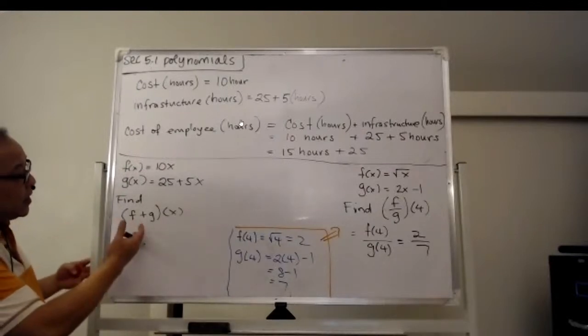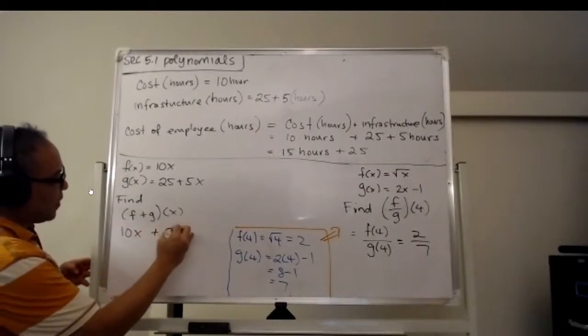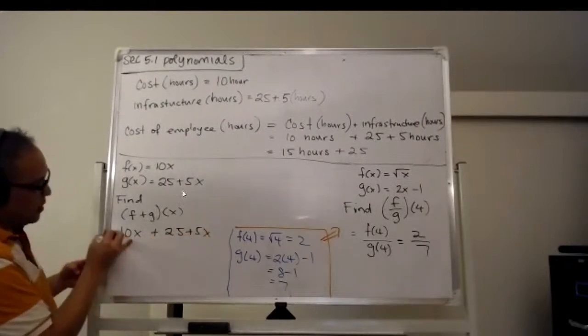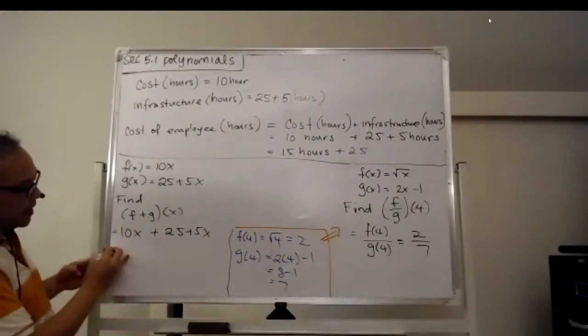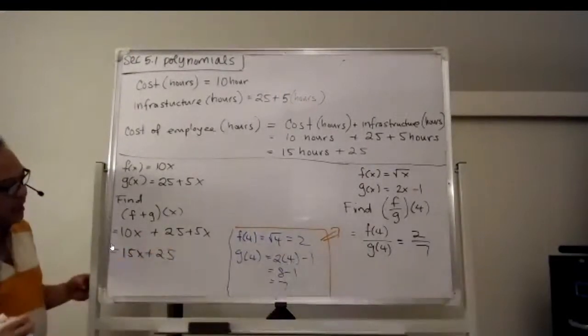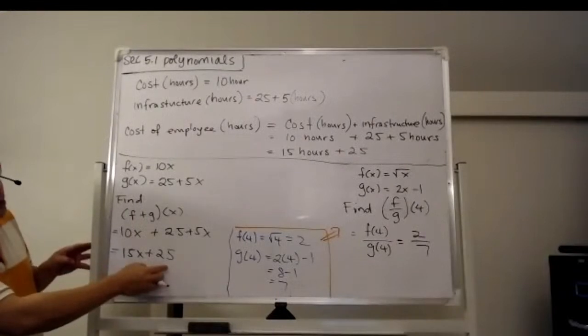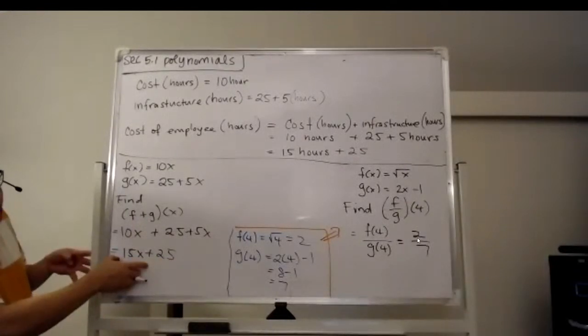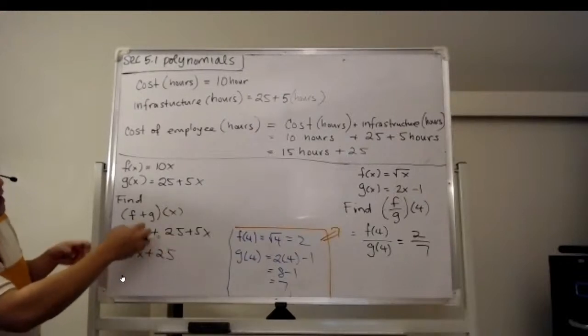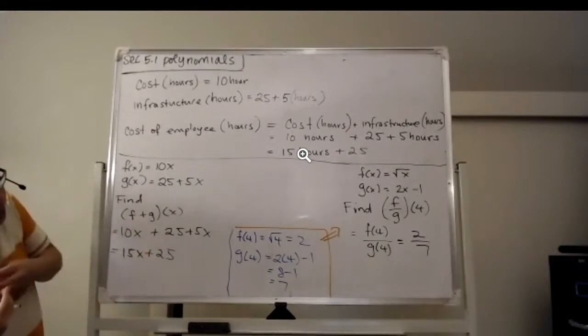Okay. So in this case, I would get 10x plus 25 plus 5x. And when I simplified it, I would get 15x plus 25, and then I'm done. So this gives me the, you tell me an hour, and I'll tell you how much that employee costs. So this is basically saying, take these two functions, add them together, give me a formula back.